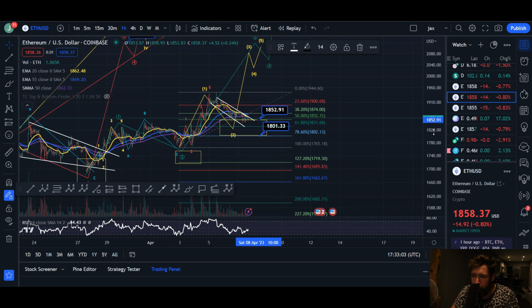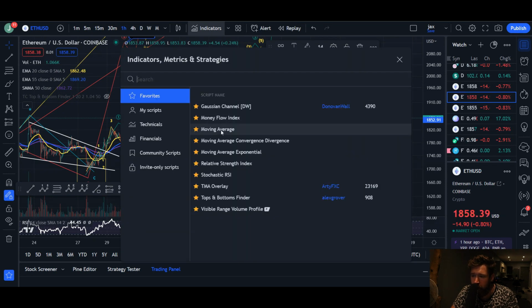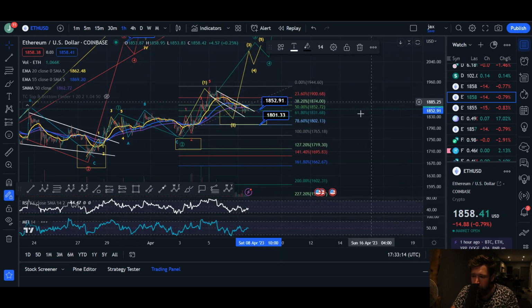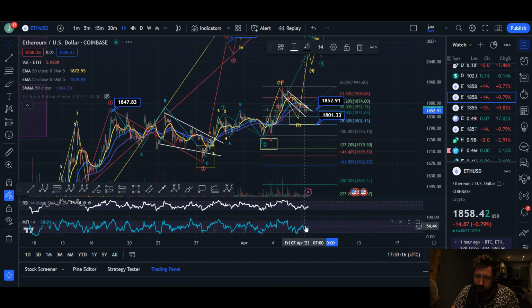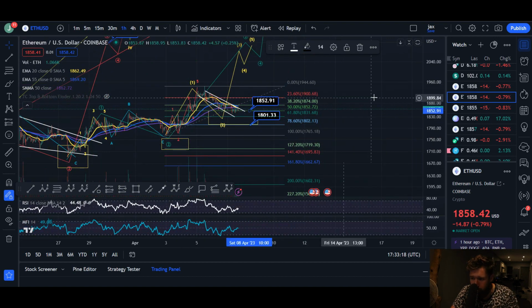Come down to our wave 2 pullback zone that we've signaled here. So we are seeing a bullish divergence. Let me quickly pop open the money flow on the RSI. There's a small bullish divergence. Money flow index, yeah, large bullish divergence on the hourly. So just watch this channel.